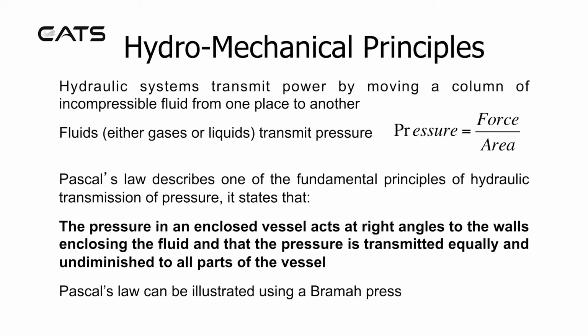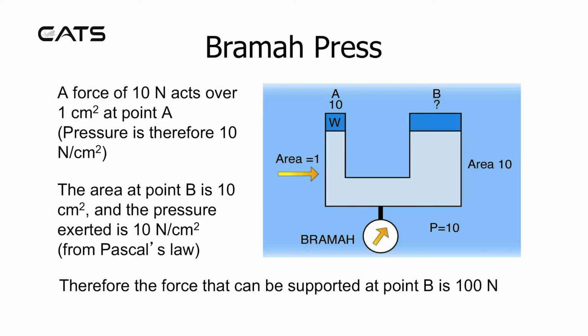Pascal's law can be illustrated using a Bramah press. The Bramah Press. A force of 10 newtons acts over 1 centimetre squared at point A. The pressure is therefore 10 newtons per centimetre squared. The area at point B is 10 centimetres squared and the pressure exerted is 10 newtons per square centimetre from Pascal's law. Therefore the force that can be supported at point B is 100 newtons.